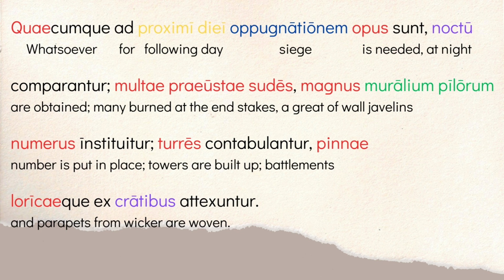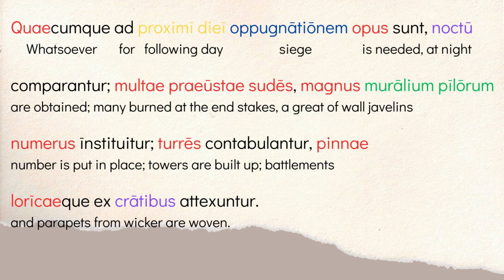You have quaecumque ad proximi diei oppugnationem usui sunt, noctu comparantur. Multae praeustae sudes, magnus muralium pilorum numerus instituitur, turres contabulantur, pinnae loricaeque ex cratibus attexuntur. There we go. We'll get it right, I promise.